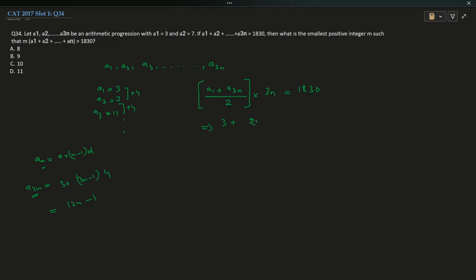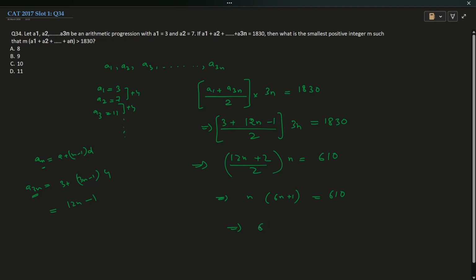So 12n minus 1 by 2 into 3n equal to 1830. So this is 12n plus 2 by 2 into n. If I cancel by 3, 3 into 6, 3 into 10, yeah, I will have n. 2 if I take common, 6n plus 1 is equal to 610. So I will get 6n square plus n minus 610 equal to 0.